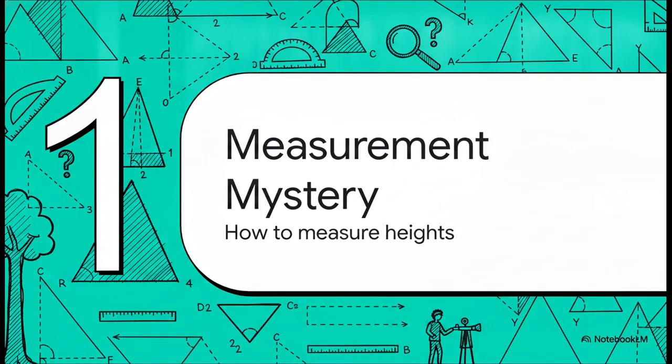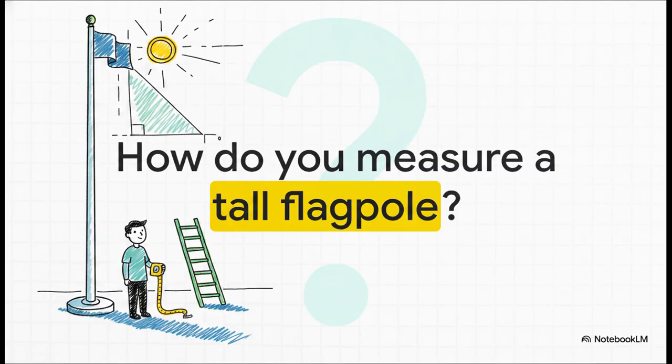Let's start with the puzzle that actually comes straight out of a standard geometry pacing guide for triangles. Imagine you're standing right in the middle of your school courtyard. Right in front of you is the school flagpole. It is way too tall to climb, and you certainly don't have a ladder or a tape measure long enough to reach the top. But your assignment is to find its exact height. So, how do you do it?